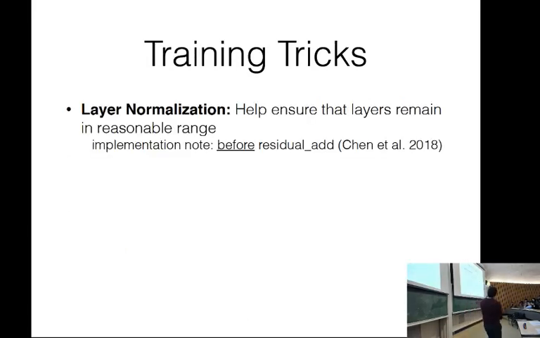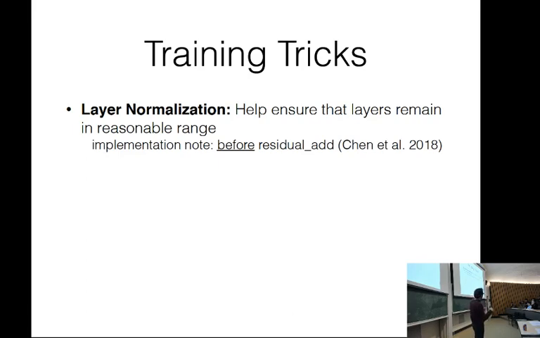Furthermore, they use layer normalization, so that after every layer you make sure the norm of the weights is constrained and they remain in the original range. One implementation note: in the original paper, they describe the computation flow. Let me backtrack. They also use residual connections. Do you guys know what these are? Okay, so they use residual connections across layers.